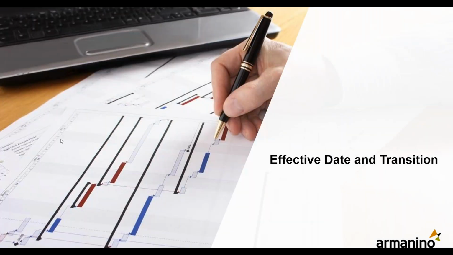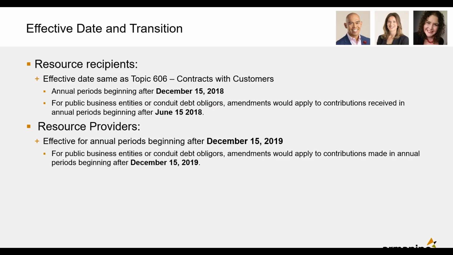All right, so how soon is this going to affect you? We've kind of alluded to it throughout the webinar here. It's effective the same as topic 606. So for annual periods beginning after December 15th for 2018. So if you are on a calendar year, this is already effective for you. This one went through fast. They don't always go through this fast, but this one did.